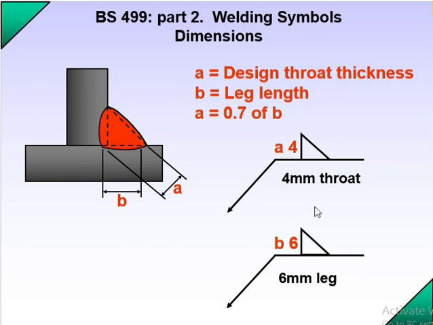In the drawing, definitely it is mentioned somewhere. Also in the material list or the material table, they can mention how many leg length and how much throat thickness. Somewhere in the drawing it is mentioned exactly like this. A4 means 4 mm throat, and B6 means 6 mm leg. So A is the throat thickness and B is the leg length. So now you understand what is throat and what is leg.